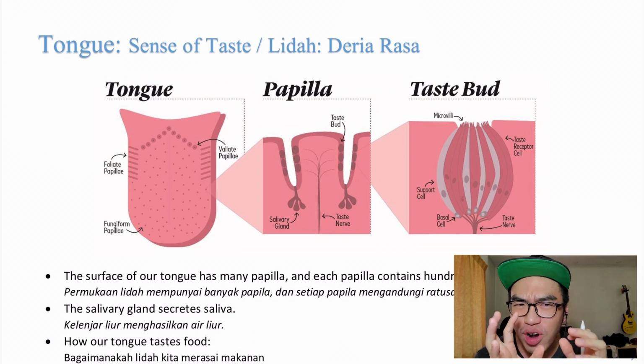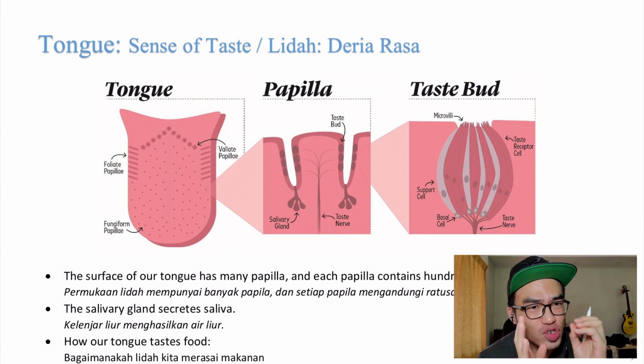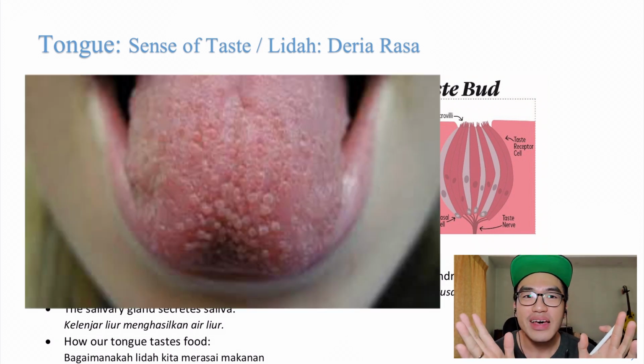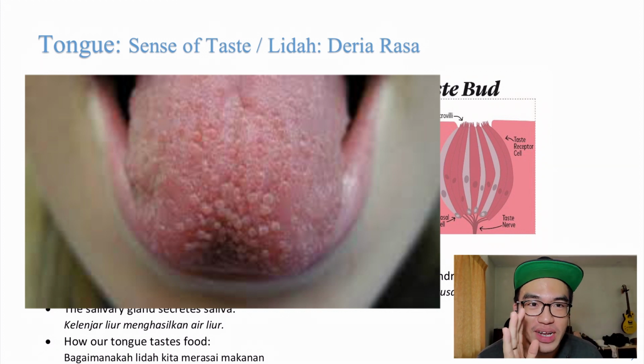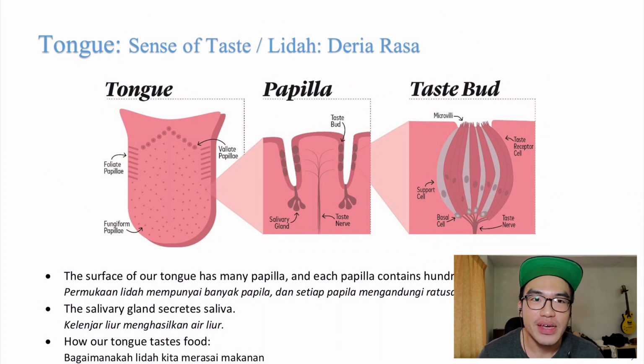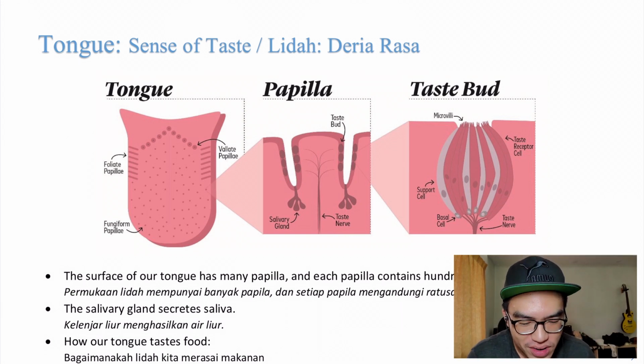If you look closely into your tongue, if you zoom into a tongue, you should be able to see fiber-like things there. Those are what we call papilla. Why do we have so many of it? Because on each papilla, you have something we call taste bud, or deria rasa in BM.